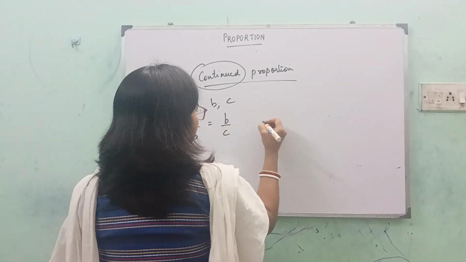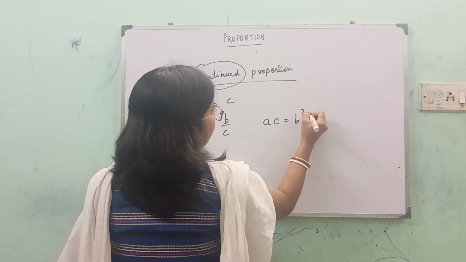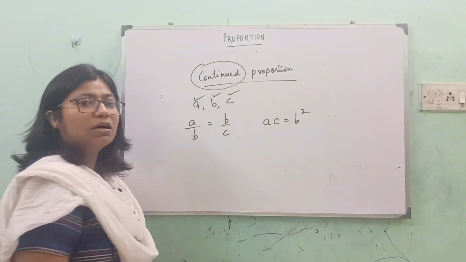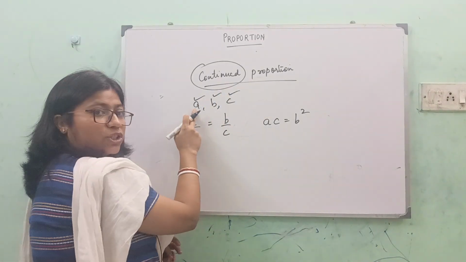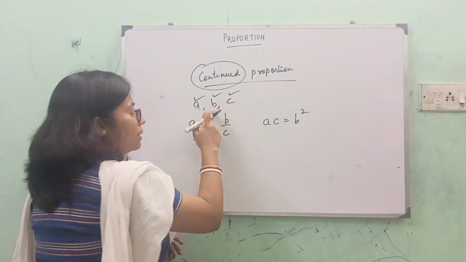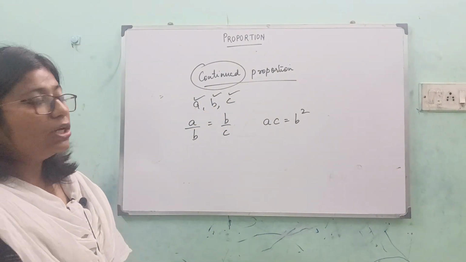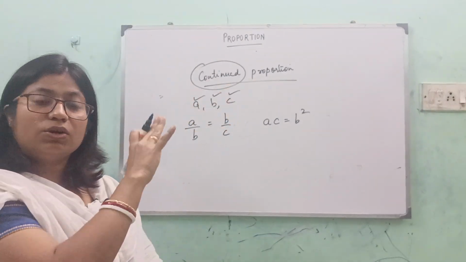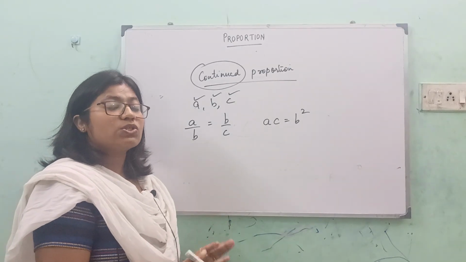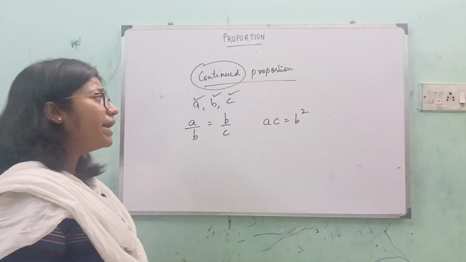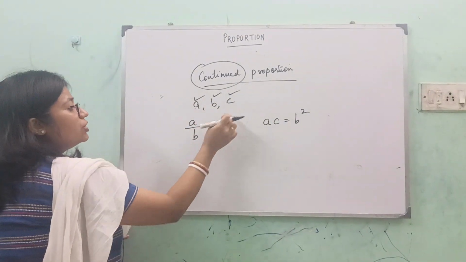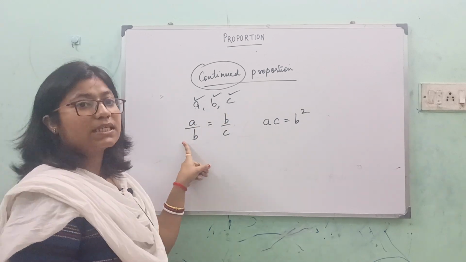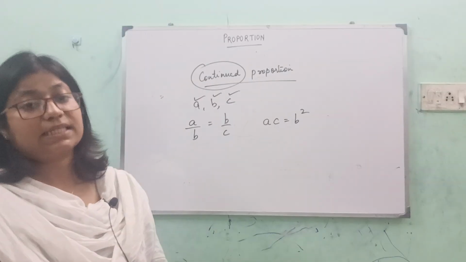And what is the cross product rule here? Here you see AC is equal to B square. So in a continued proportion, we have three terms involved. This is the first proportional, this is the third proportional, and B is called the mean proportional. Here B is repeated. In the normal proportion which we studied just now, there were four different terms. Here we have B, which takes part in both the ratios. In one place it is acting as the consequent, and in the other place it is acting as the antecedent.